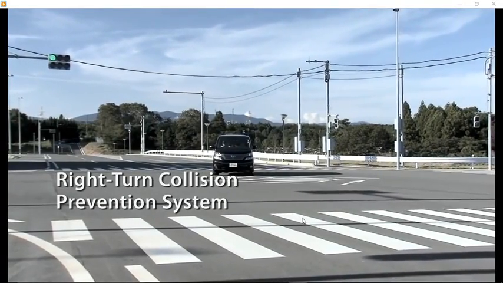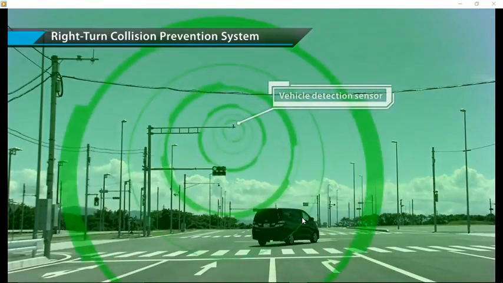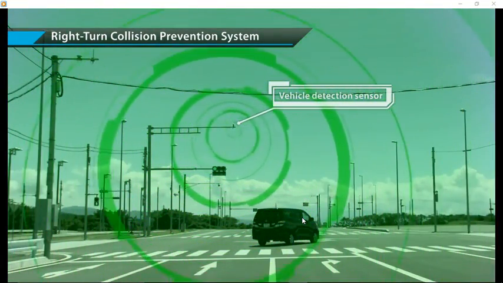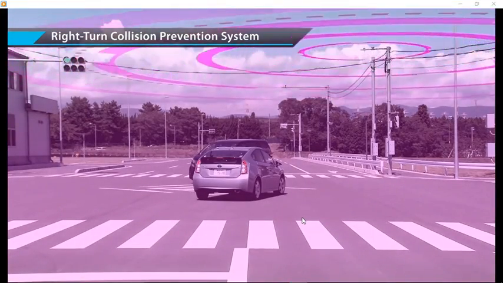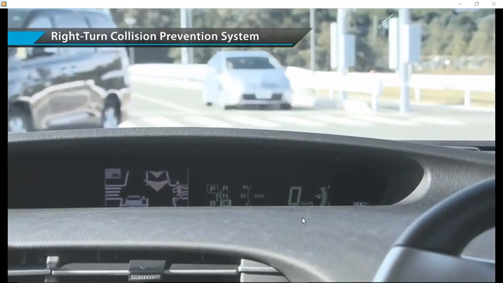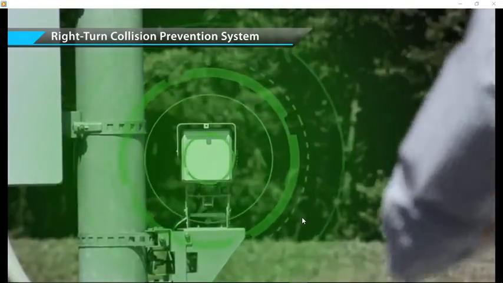The right turn collision prevention system exchanges intermittent information among roadside infrastructure installed at intersections and vehicles to support safe driving by reducing collisions with hard-to-see oncoming vehicles and to help prevent collisions with pedestrians crossing the road.